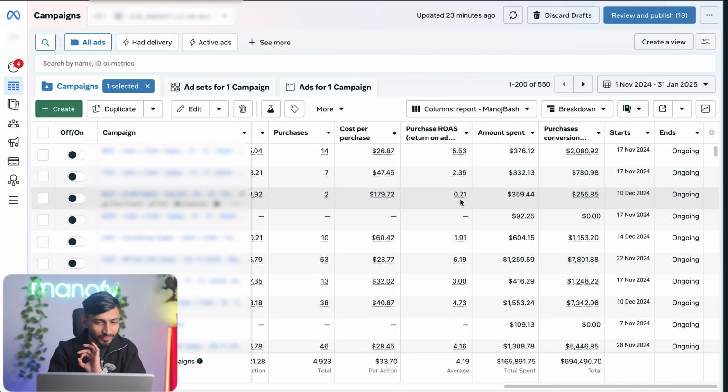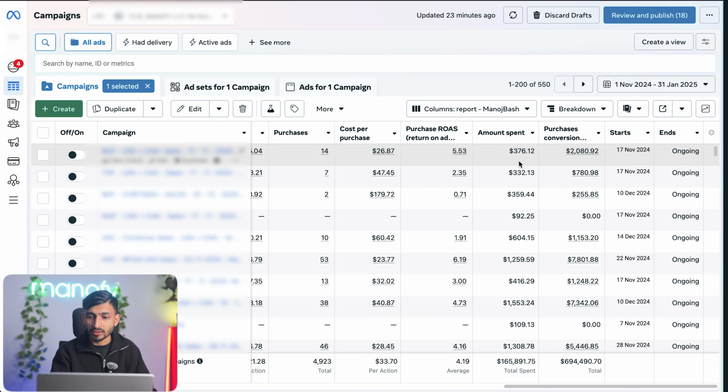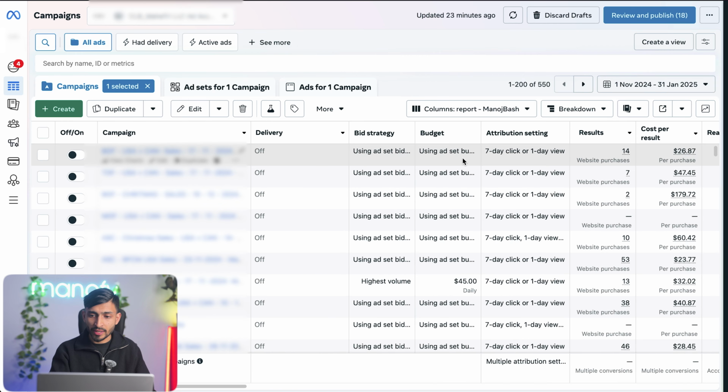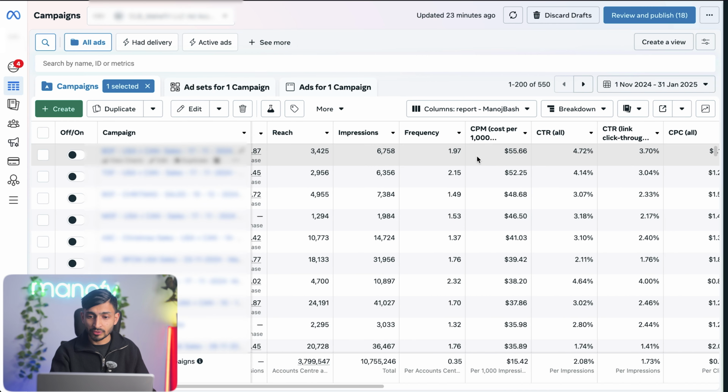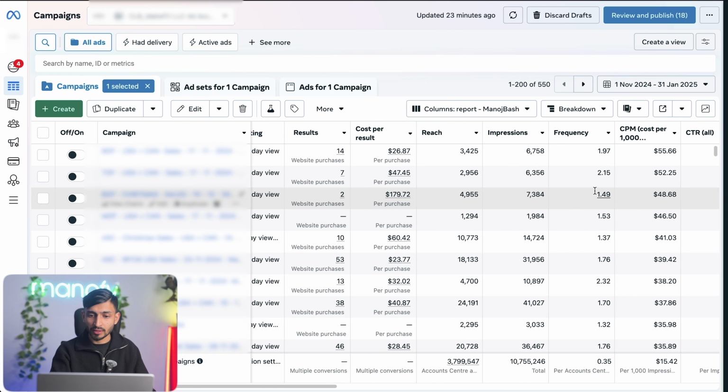It was a complete loss, and we turned off this ad and we made a lot of profit from this one. We just spent $376 and generated about $2,000 in revenue, which is 5.53x ROAS, okay? But the CPM is relatively high compared to the third one. So while analyzing the results in your Ads Manager, you need to see the main primary metrics, that is ROAS and your cost per acquisition.